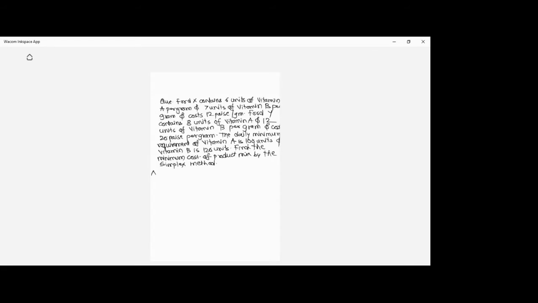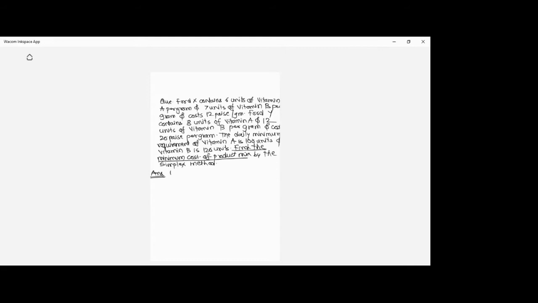Right. So very firstly, we have to decide the variables. What they are saying is, find the minimum cost of the product mix by the simplex method. So the cost of the product mix is to be minimized, and the cost will be related to the prices of the vitamins, and the prices will vary depending upon the units that we consume, right? So the units, or the grams of the foods X and Y, will be the variables.